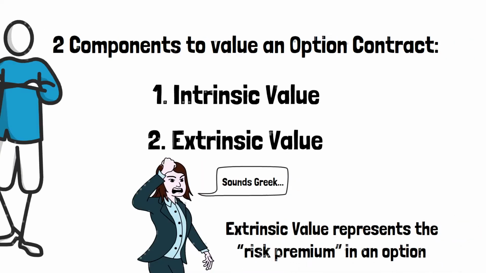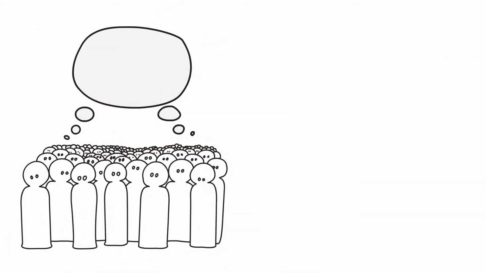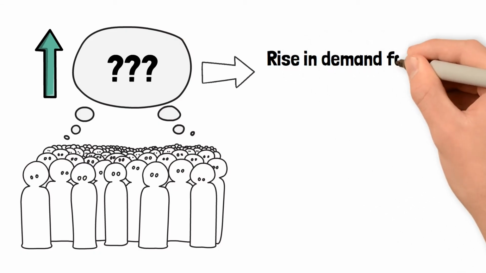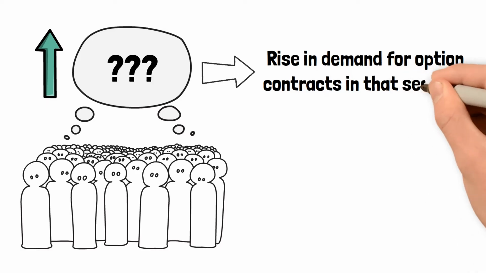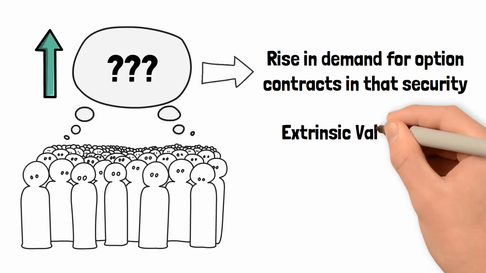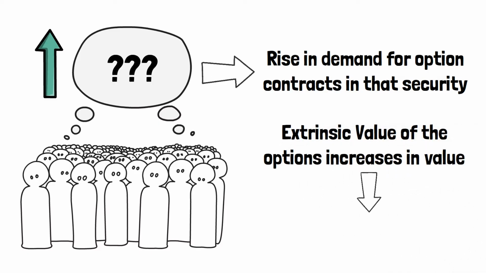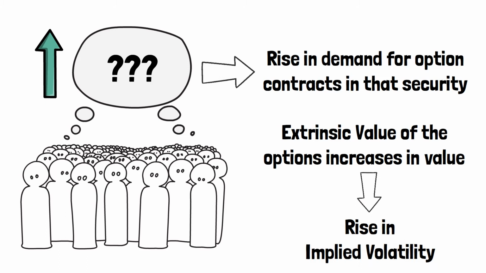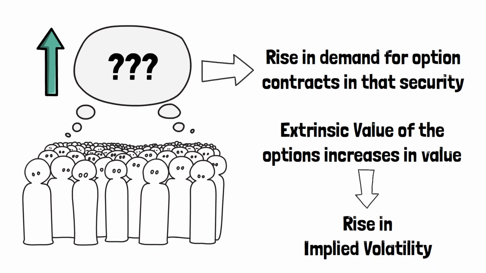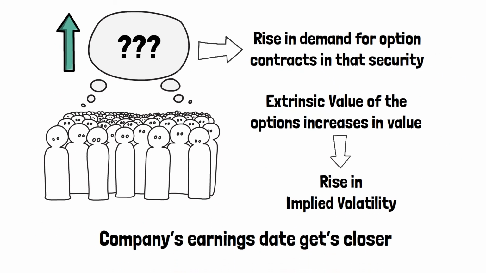Furthermore, when the perceived uncertainty of a stock's price is increasing, we see a rise in demand for options contracts in that security. When this scenario happens, the extrinsic value of the options increases in value, and this translates to a rise in implied volatility. Typically, this scenario plays out as a company's earnings date gets closer.